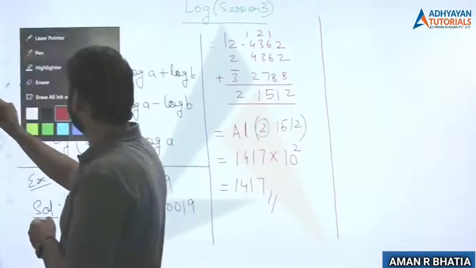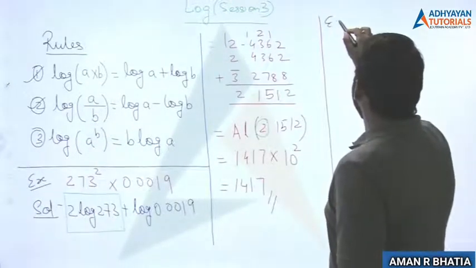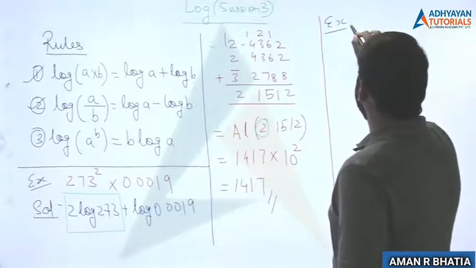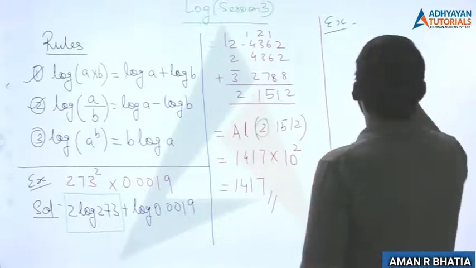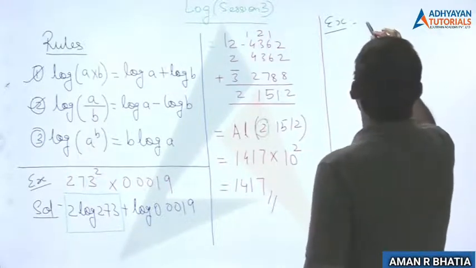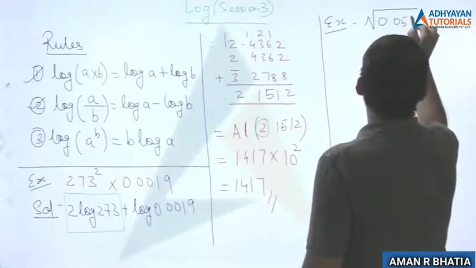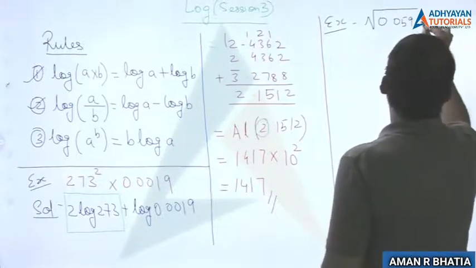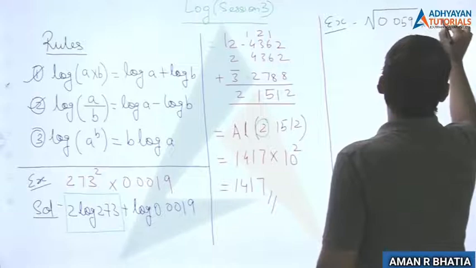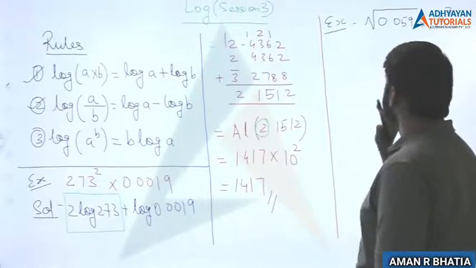So the other question comes here as, okay, another question here. Let us take square root this time. Square root of 0.059 into 19 raised to 3. Okay, we have to solve this.